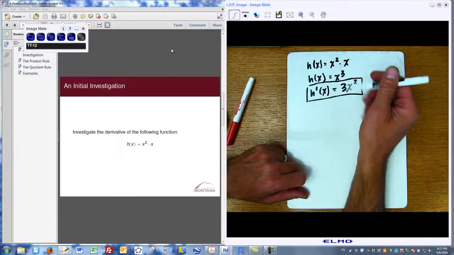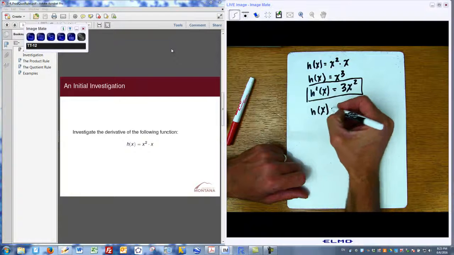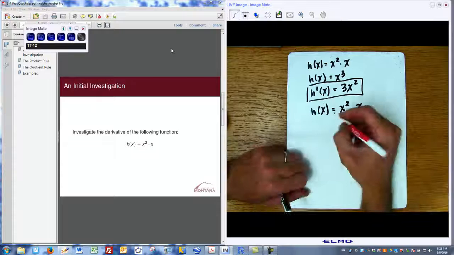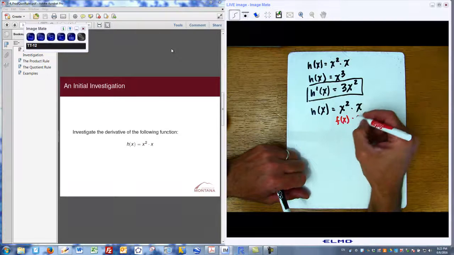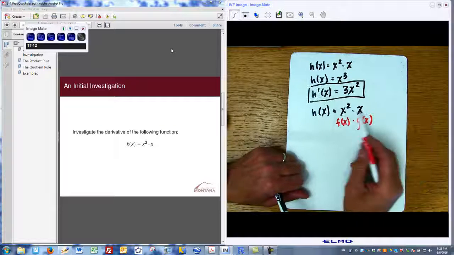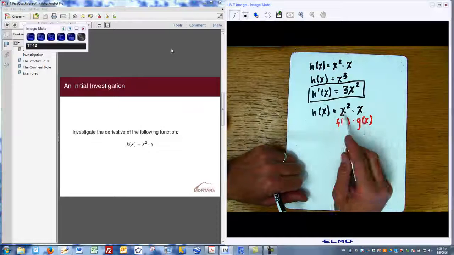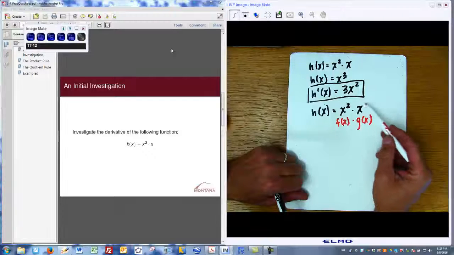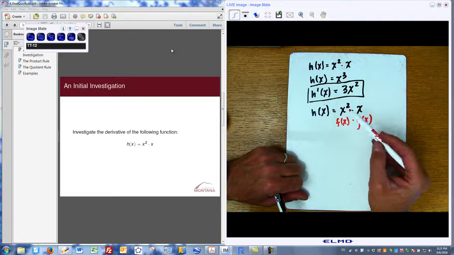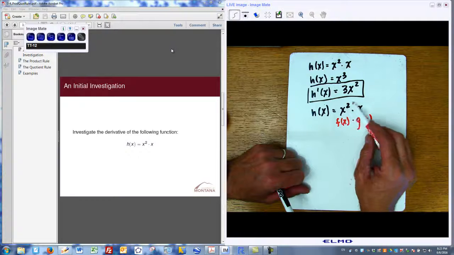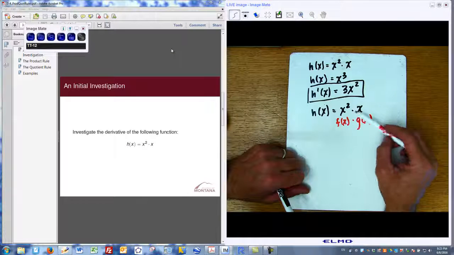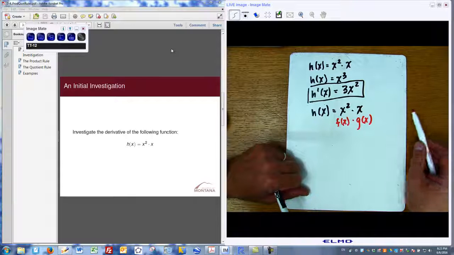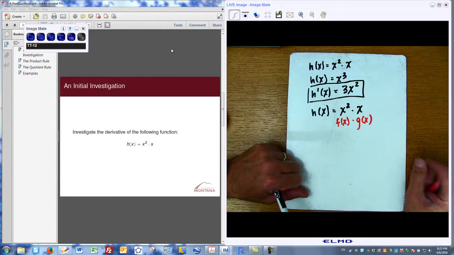But let's think about the point of this: how could we generate some sort of rule where we have functions written as products? This might be a polynomial, and this might be, say, an exponential function, or some logarithmic function, or a linear function. In this setting where we can't combine things, what do we do when we have a product of two functions?